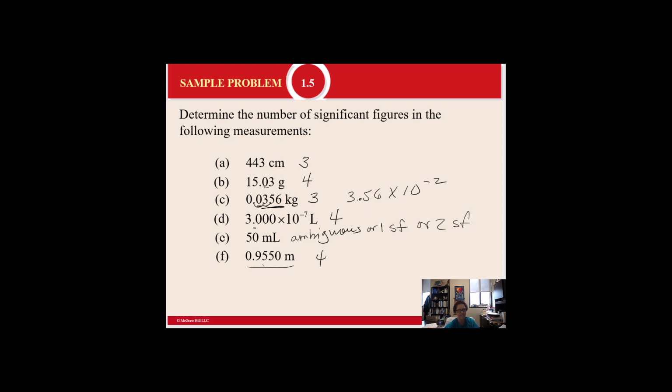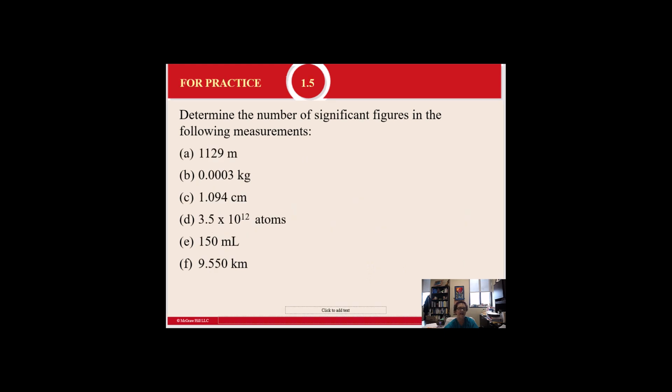Okay, you may have to go back and look at this again if it's confusing you, because this is a little confusing. The only confusing part really are the zeros, and you've got to remember when the zeros are significant and when they're not. And then there you go. Here is your one where you can actually practice.